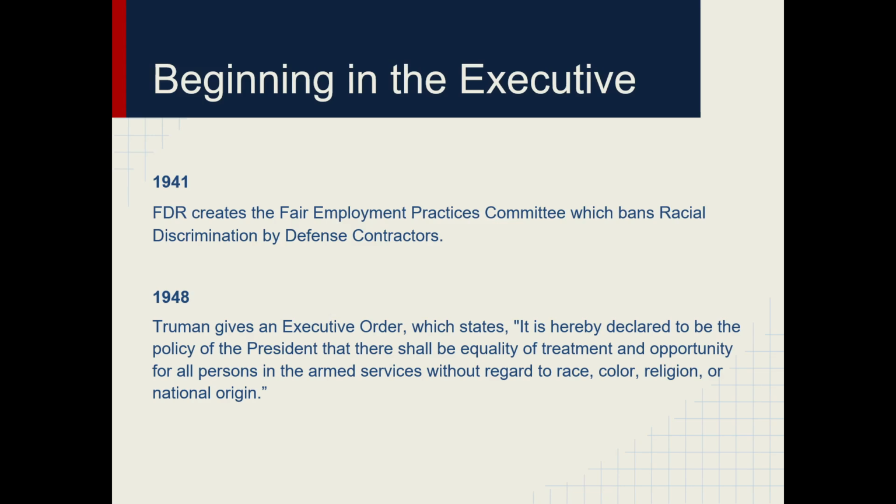Now, in 1941, in the midst of World War II, FDR creates the Fair Employment Practices Committee. This bans racial discrimination by defense contractors. Why do you want no racial discrimination in defense contracting? Well, the Army has a shortage of bullets. Who do you want to build bullets? Literally anyone available. It turns out when a nation is on the edge of a military loss, racial discrimination starts to matter less and less.